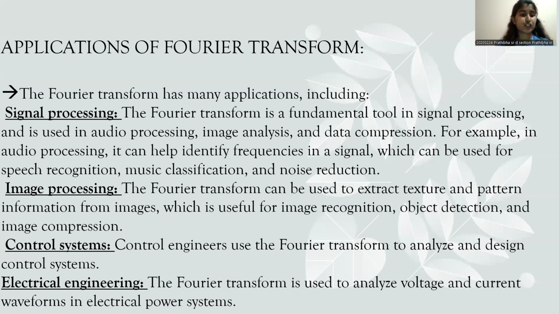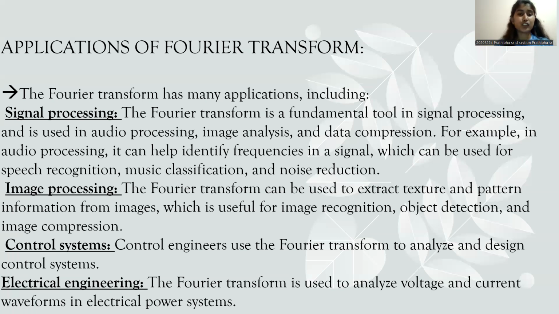The second application is image processing. The Fourier transform can be used to extract texture and pattern information from images, which is useful for image recognition, object detection, and image compression. The third application of Fourier transform is control systems. Control engineers use the Fourier transform to analyze and design control systems.